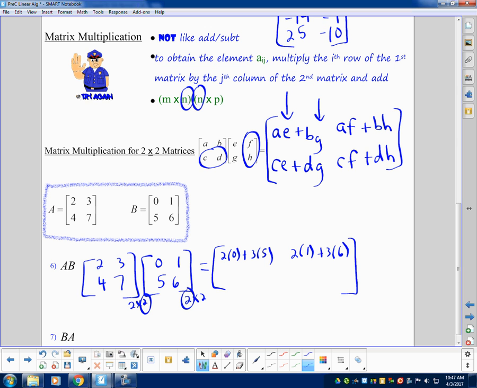So it'll be 4 times 0 plus 7 times 5. And what you should notice here is that these line up. That's kind of your check. And then finally the second row times the second column, which would be 4 times 1 plus 7 times 6. So once again, what you see that I have in parentheses, those should be matching up if you kept with the pattern.